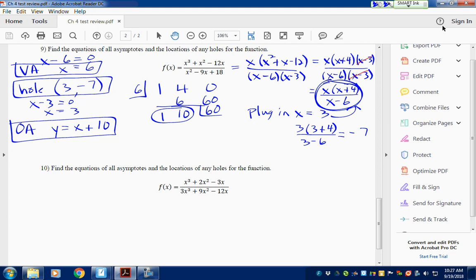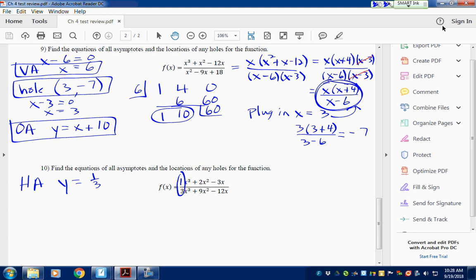Alright, so let's see if we can do the same process on this one. Now this will differ a little bit. See how the degrees are the same? So the horizontal asymptote, you can pick it off right away. It's always going to be y equals something. It's not 0. If this were a 2 and this were a 3, it would be 0. It's y equals 0 if the degree of the top is less than the degree of the bottom. If they're the same, you take the leading coefficients and reduce them. So it's y equals 1/3.